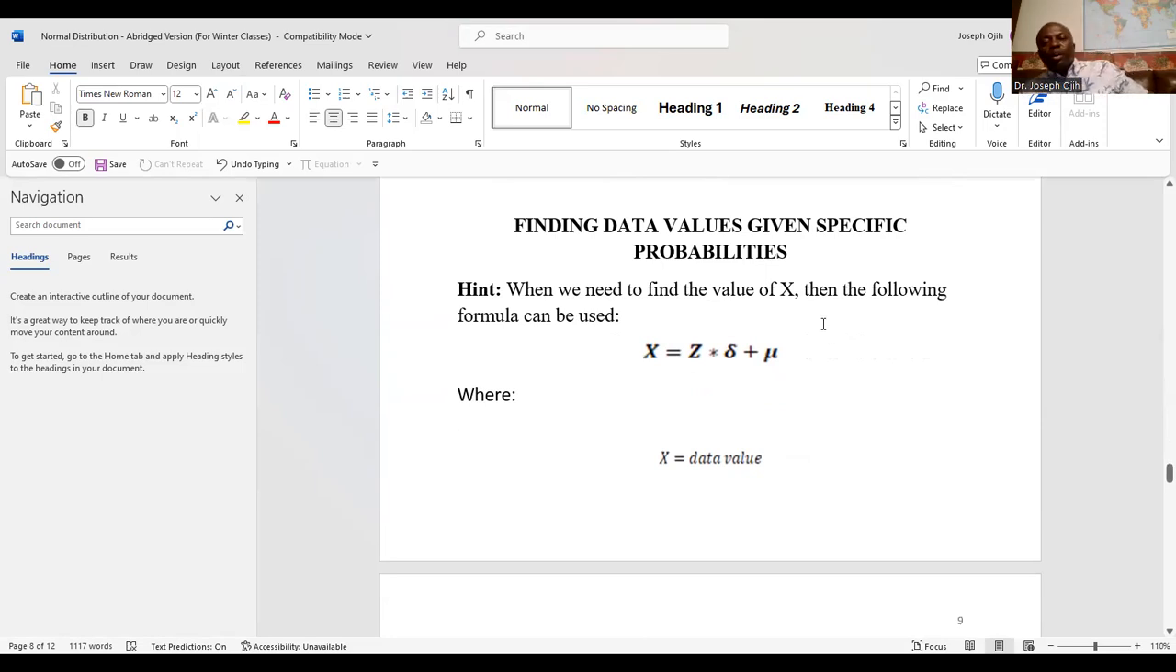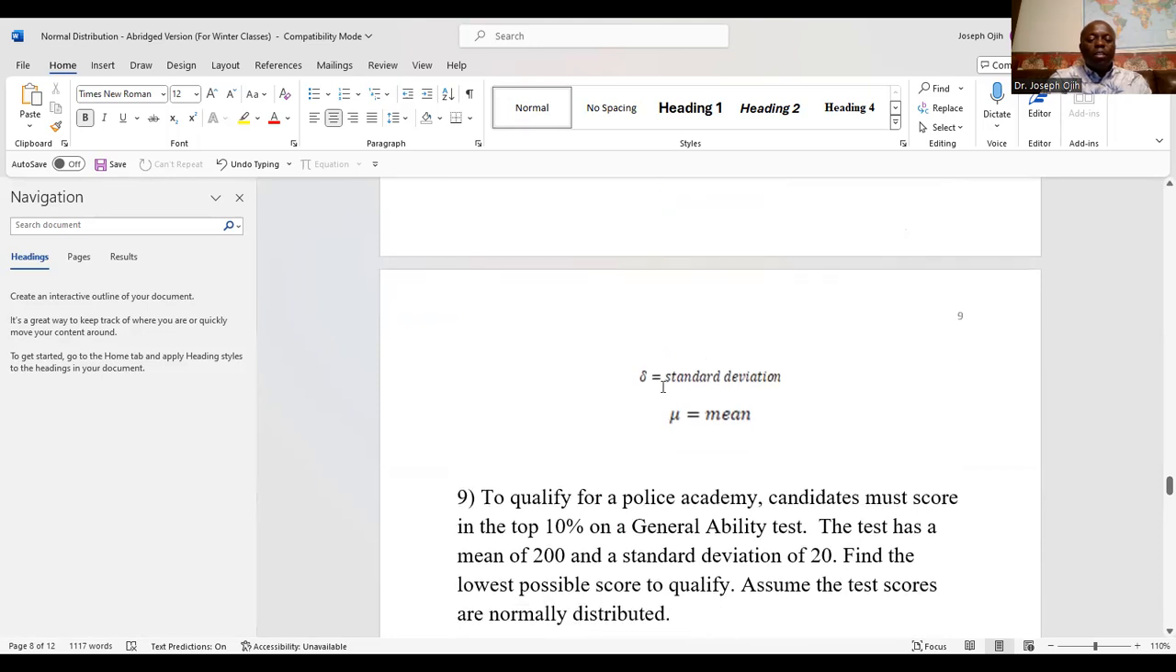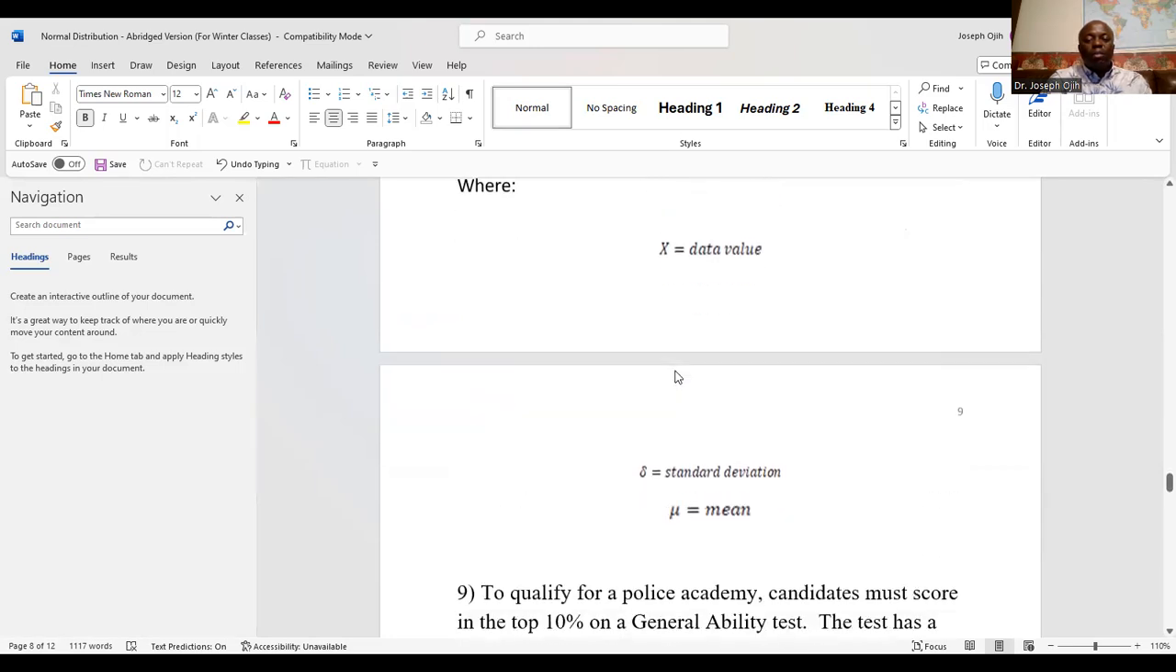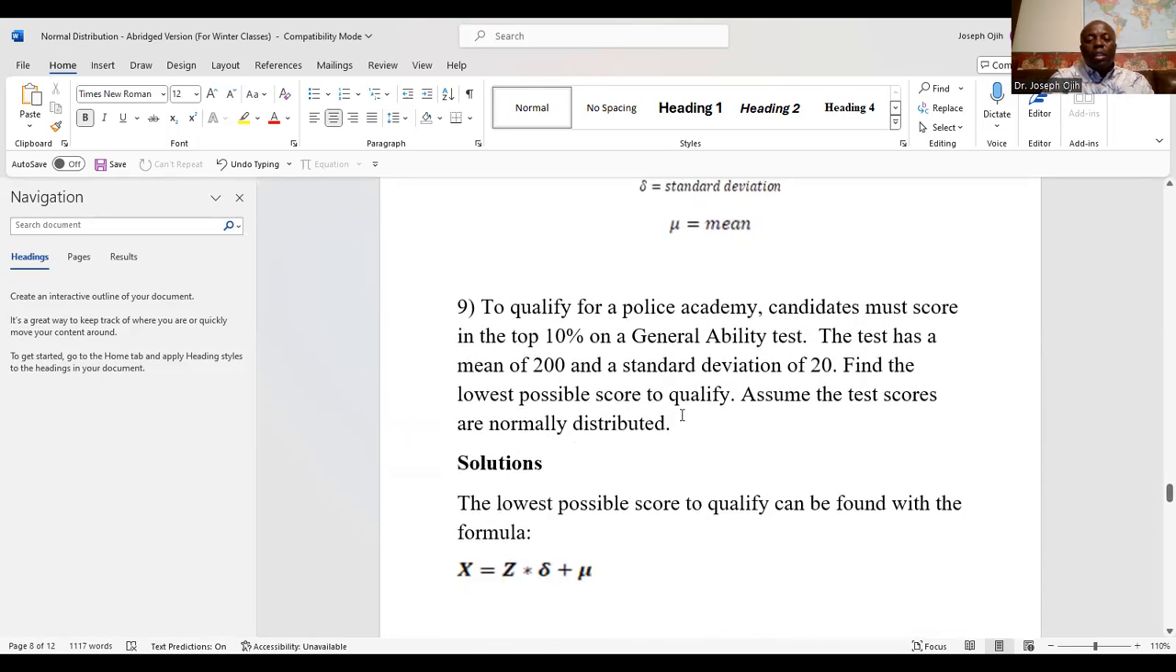In this case, we need to find the value of x, unlike before when we were looking for z and using it to find the probability. This time we're trying to find the value of x. We are given the standard deviation, the mean, and z. So we use x equals z times standard deviation plus the mean, where x is the data value we are looking for, sigma is the standard deviation, mu is the mean, and z is the standard score. Now let's apply this to this question.